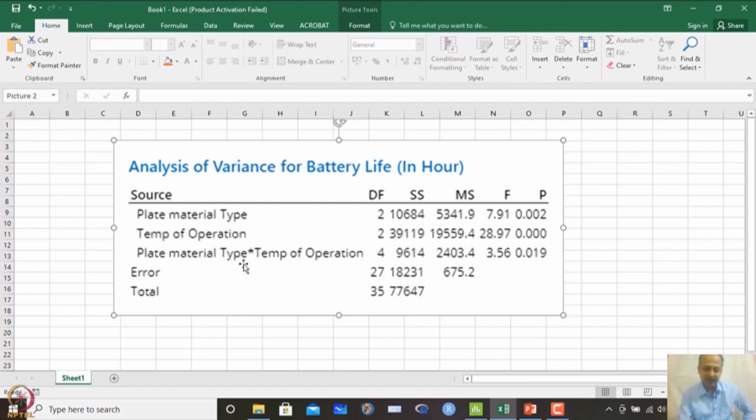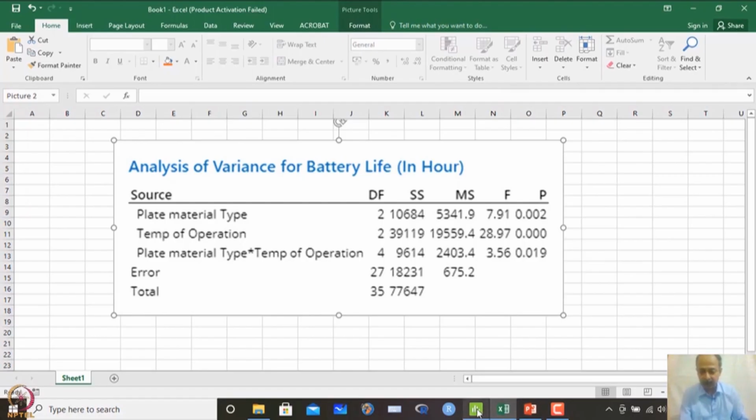And also we can see that the interaction between plate material type and temperature of operation is significant, because this is also less than 0.05. So, interaction is prominent, and individually they are prominent. That means all need to be considered when we are trying to determine the optimal combinations. Whenever interaction is prominent, we cannot ignore the interactions between the variables while determining the optimal combinations of plate material and temperature.